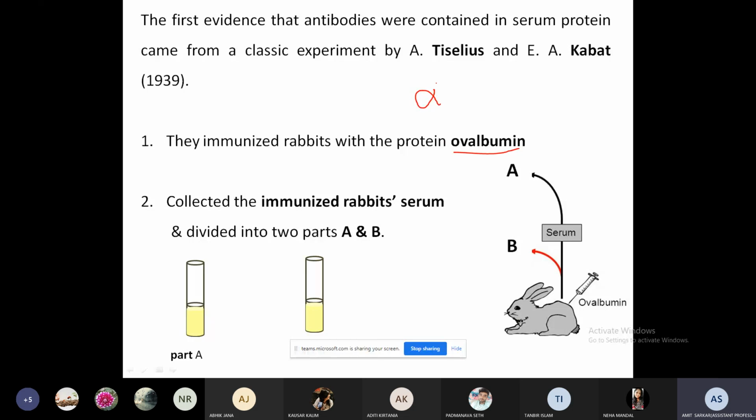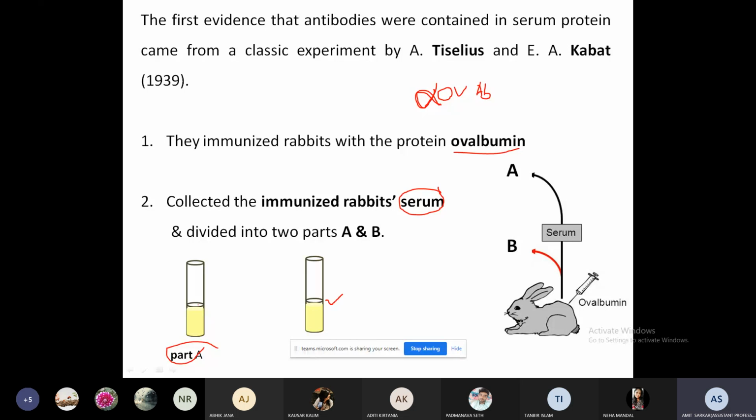In general, we use this sign to say anti. Okay. So anti-ovalbumin antibody will be produced. For antibody, we use the abbreviation capital A, small p. Fine. So now what did Tiselius and Kabat do? After some time, they took a blood sample, bled the animal, and isolated the serum. Of course, you know the serum. Then they divided the serum into two parts: one is part A, and another one is part B. Very good. Okay.